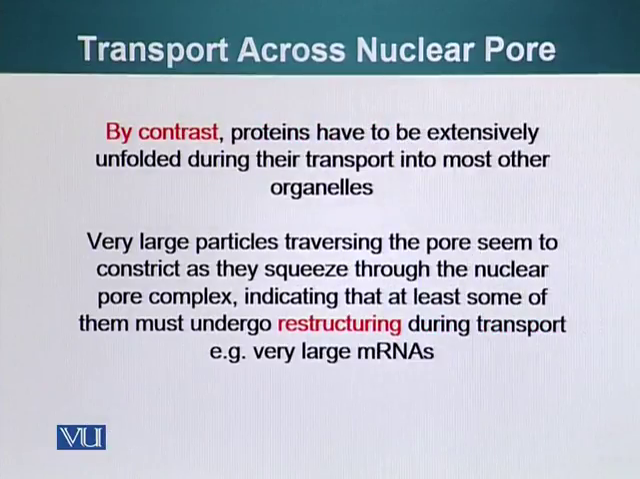We have talked about these issues already, but very large particles traversing pores seem to constrict as they squeeze. Although we have said the diameter of that aqueous channel formed by the nucleoporins present in the nuclear membrane is about 9 nanometers, even larger assembled protein particles can also get through it. It seems there is some restructuring of the nucleoporin proteins forming that channel, which allows even larger particles to get through.